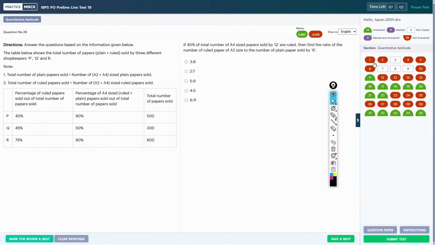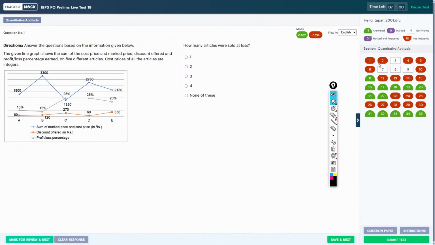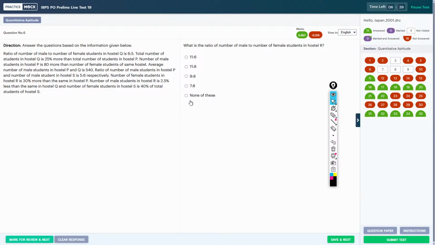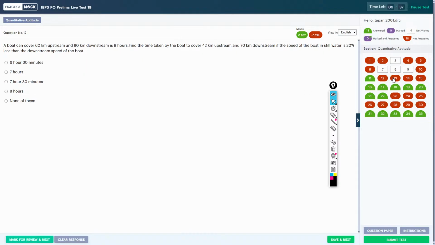Now, which one should I attempt? This one looks to be how many articles were sold at a loss. Percentage of profit or loss. Okay, I don't think it's, okay, definitely not. I can try it, but if it fails, then everything will just go. Okay, I can do this.